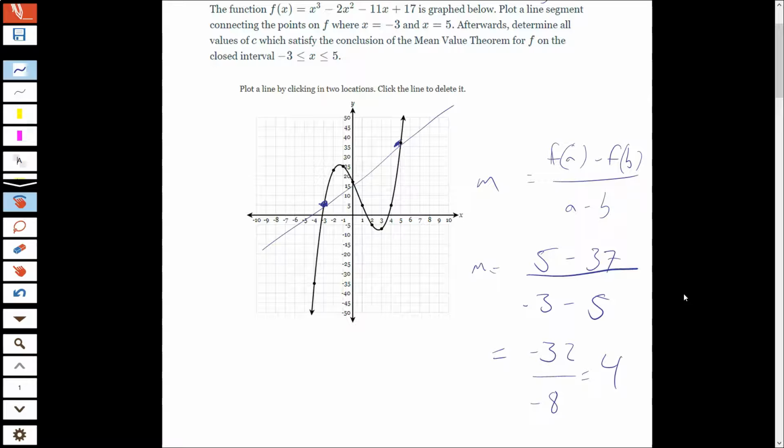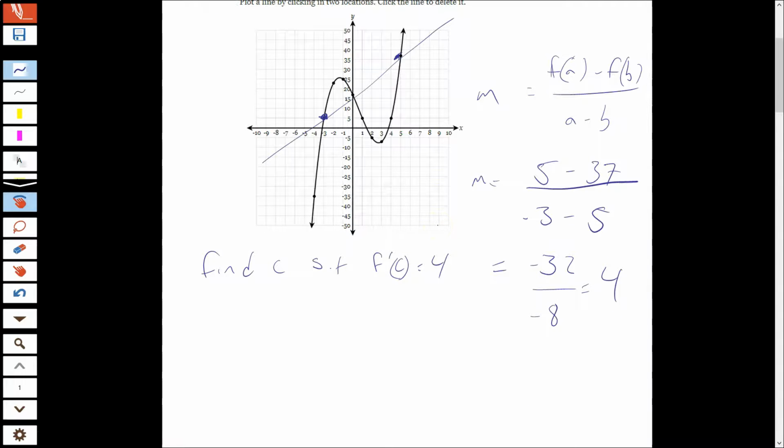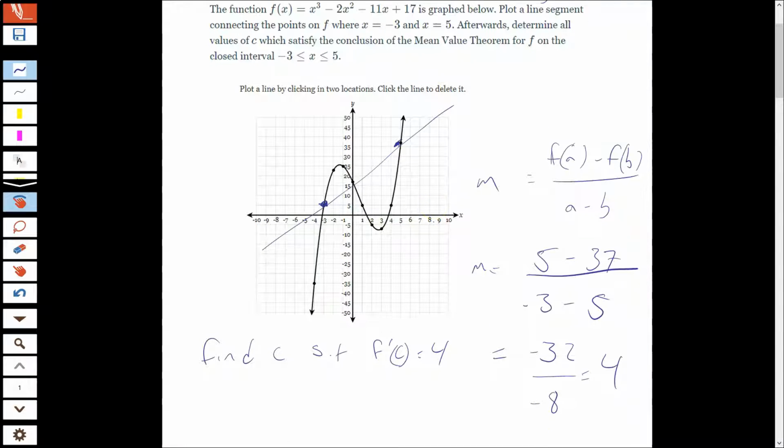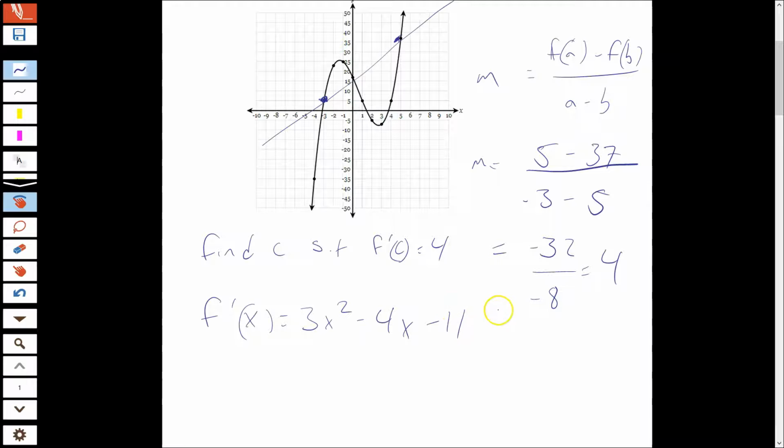Now our problem becomes: find a value of c such that f prime of c is equal to 4. Okay? So first step, find the derivative, and that's just a power rule derivative. So we're going to subtract 1 from each of the exponents, then multiply. f prime of x equals 3x squared minus 4x minus 11. Okay. Now you can probably guess what the next move is. If I want this to be equal to 4, well, I can just set it equal to 4, and then I have an equation that I can solve.